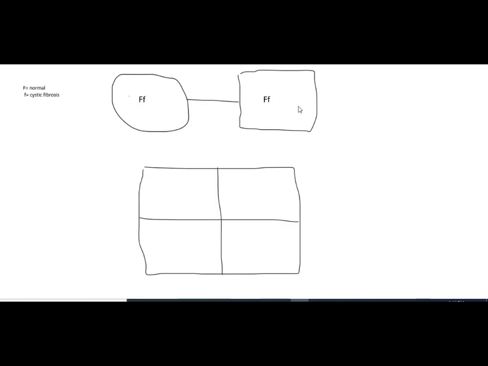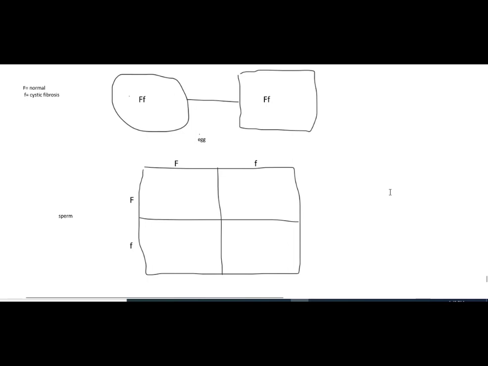And this couple wants to know their chances that their offspring will have cystic fibrosis. So what you're going to do, as always, is make your Punnett square. You'll put your egg here on the top. So we know there's one big F, one little f. We'll put our sperm alleles here on the side. So again, there's one big F and one little f.